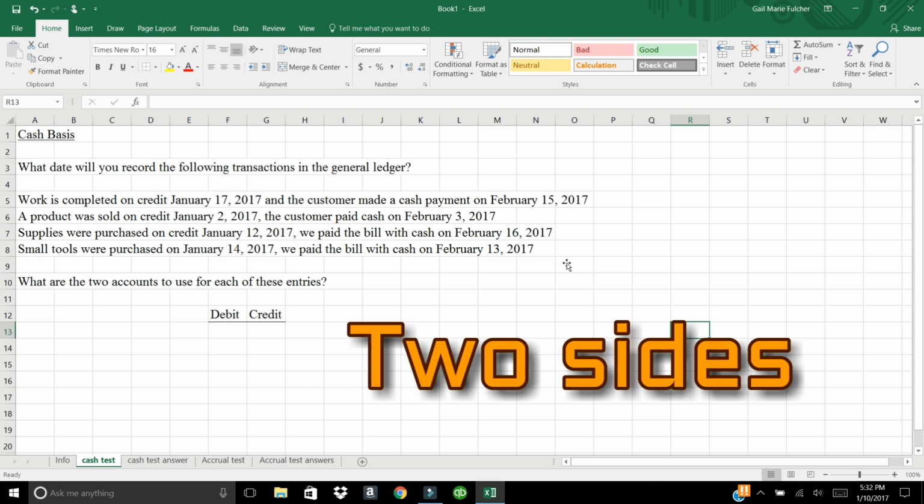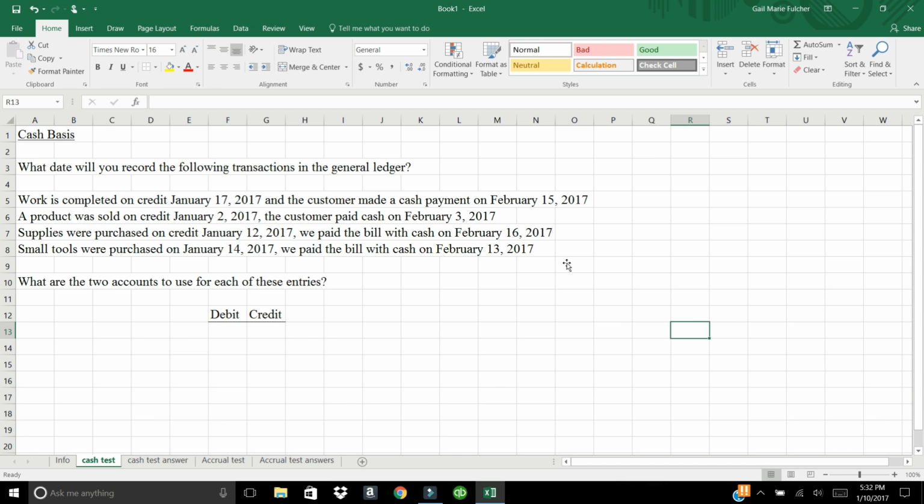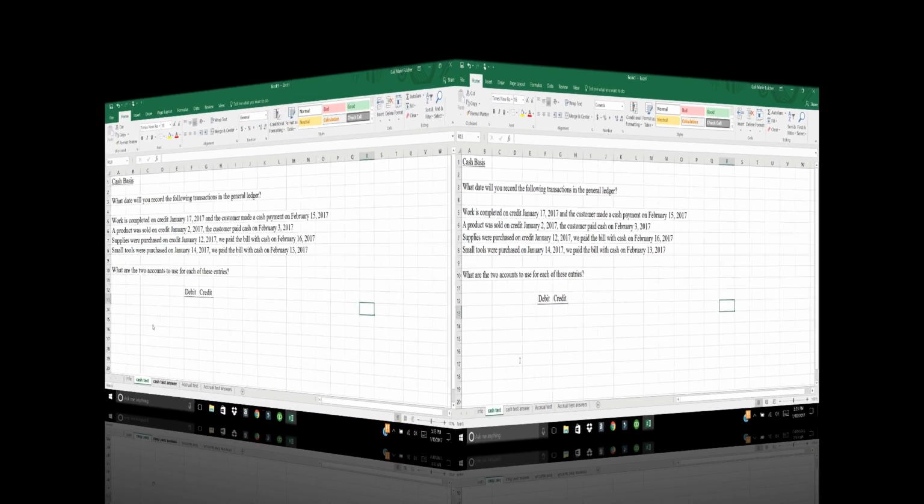All right, so let me just go ahead and give you an example real quick. Work is completed on credit January 17th, 2017, and the customer made a cash payment on February 15th, 2017. So when would this be recorded in the general ledger, and what are the two sides of the entry? What are the two accounts that you would use? We're not using any dollar amounts, so just tell me what two accounts you would use for that entry. And do the same for all 4 of those problems. All right, stop the video, do that, come back, and we'll review the answers.